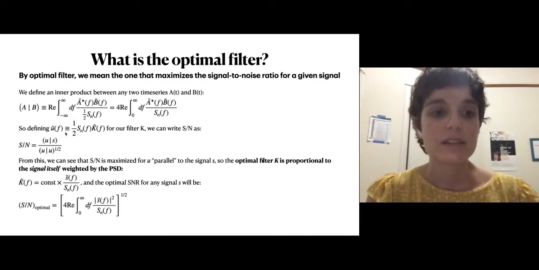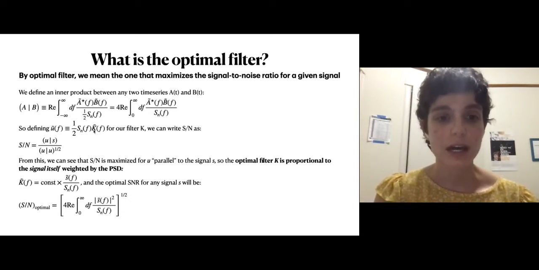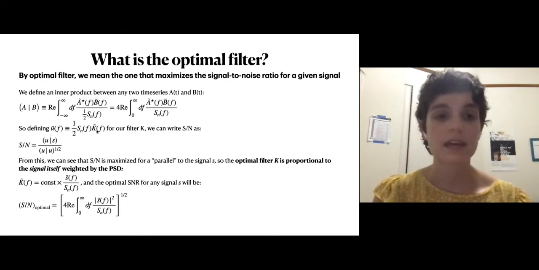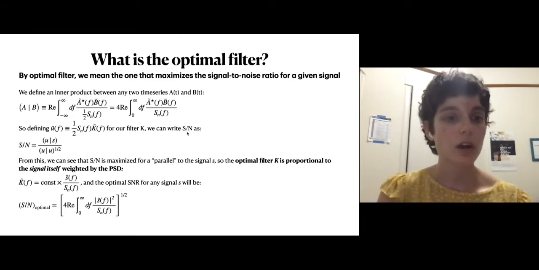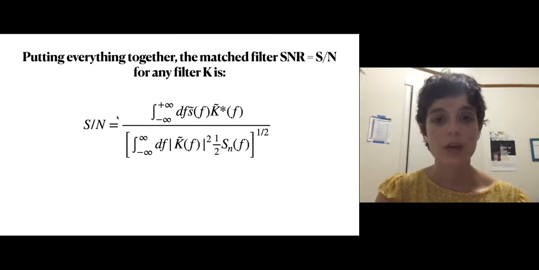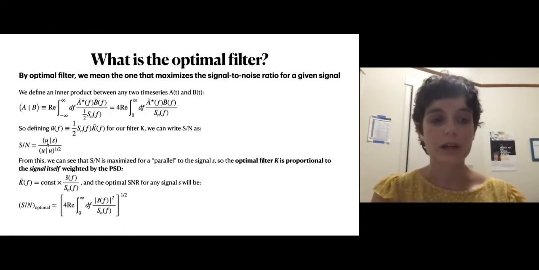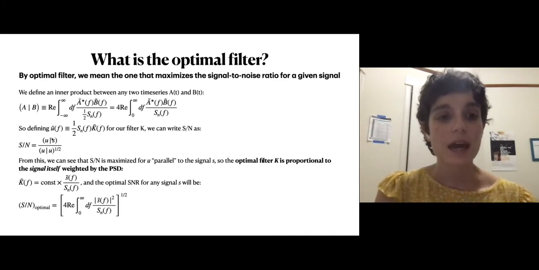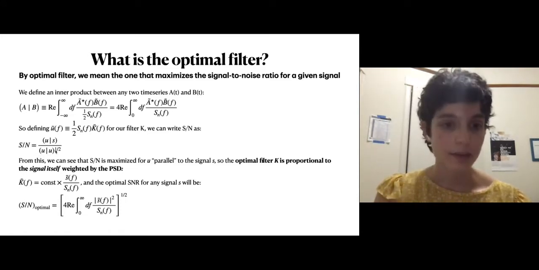Okay, so for any filter k, we define this u function, which is just k times the power spectral density times 1/2. We can write s divided by n, or the SNR, as this term. So we just went from this equation here, using the inner product notation. It's the inner product between u and s, our signal, divided by the square root of the inner product between u and itself.